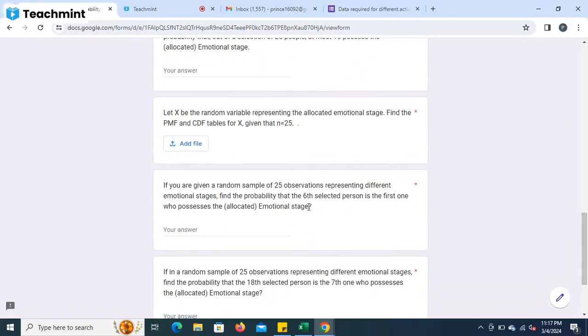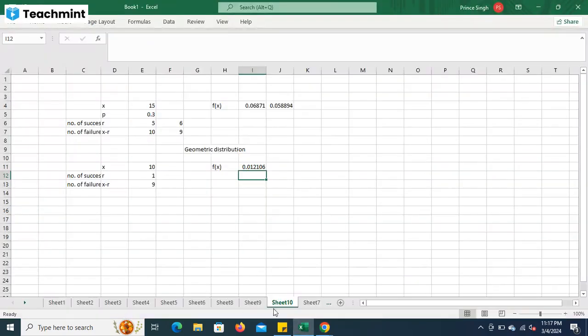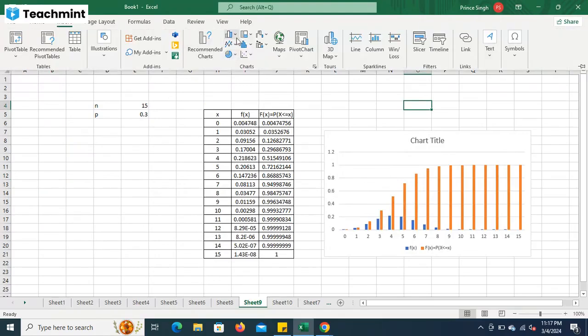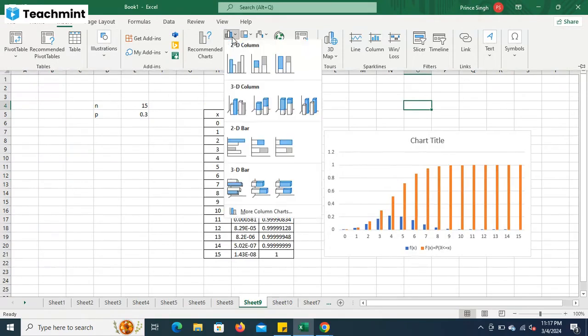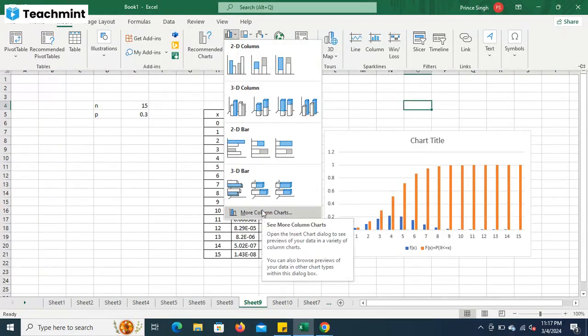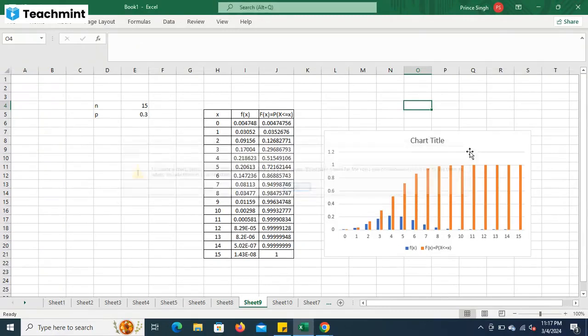apart from the answer to all these questions, the student has to upload the PMF and CDF table from Excel. Like I have already demonstrated, we can plot the PDF and CDF of the distribution with the help of the insert plot command. Here we have plotted the 2D column plot. I have selected this option, 2D column, and then we go for the more column chart option, and there we have this particular option where we can plot this particular graph.